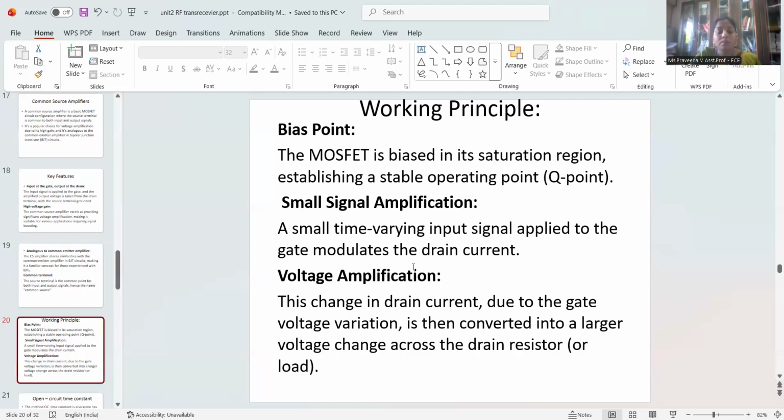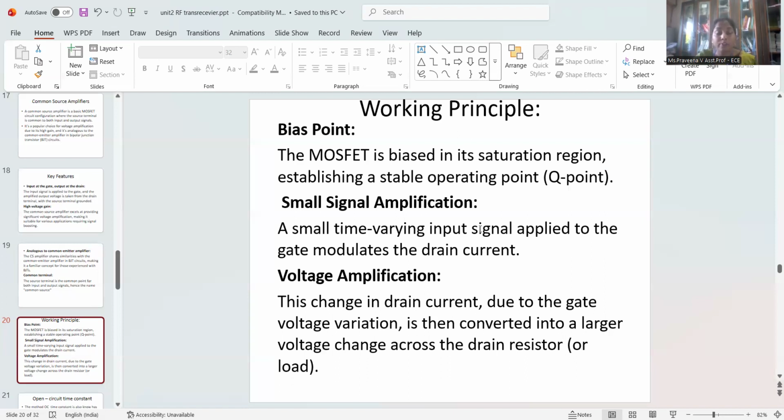Then voltage amplification. A small input voltage at the gate produces a large output voltage at the drain. There will be a big difference between the input and output. So this is called voltage amplification. In a real-time example, in an audio amplifier, the small microphone signal is amplified into a large voltage signal capable of driving the subsequent stage.